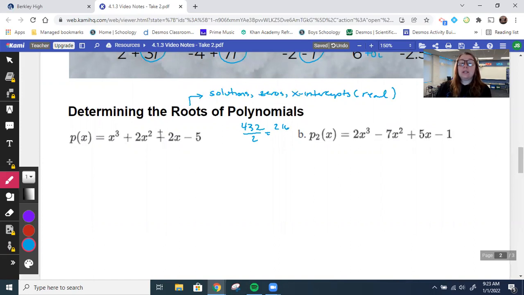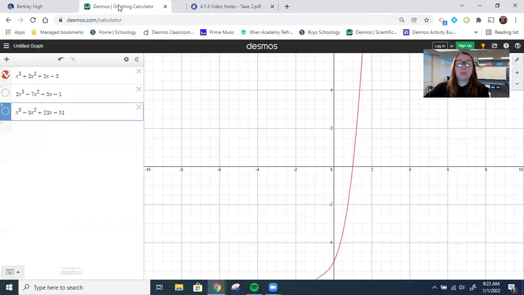So we talked in sections 4.11 and 4.12 that the x-intercepts, the real x-intercepts, can be written as factors. Like if I have an x-intercept of 1, the factor is x minus 1. So what I want to do is look at the graph of that equation. So let's bring that over here.